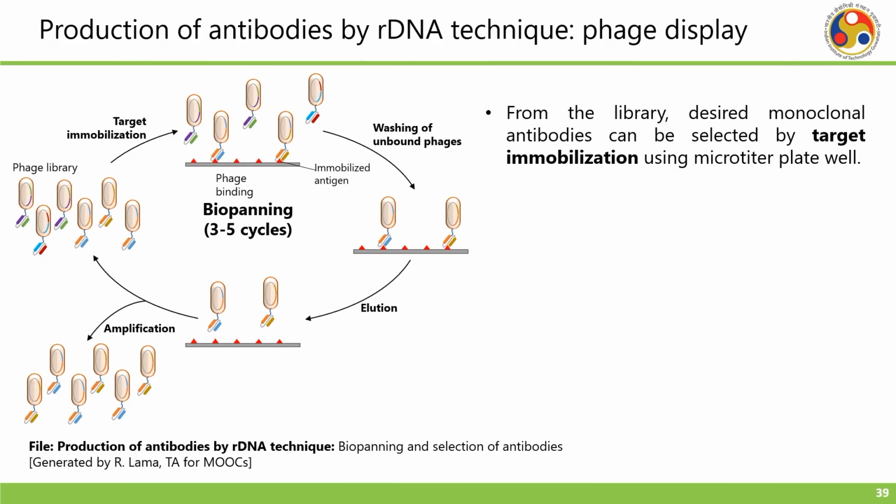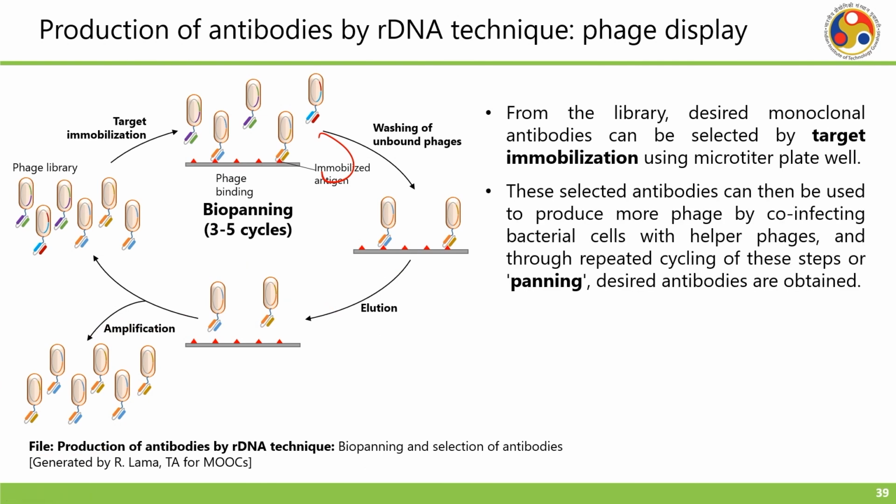So, here you have the phage library, then we go for the target immobilization, then washing of the bound phage over here, and then the unbound phage will be washed off, while those which have been captured by this plate will be retained, and then these are eluted out, and these are then further amplified, or we can go for a repeat of this panning process for around 3 to 5 cycles of biopanning.